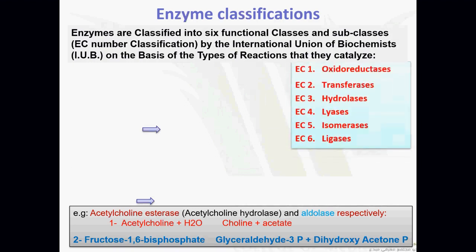So they are classified into 6 major classes. The first class is oxidoreductases, the enzymes that activate oxidation-reduction reactions in the different tissues of the body. The second class is the transferases. These are the enzymes that activate the transfer of some functional group from one substrate to another.